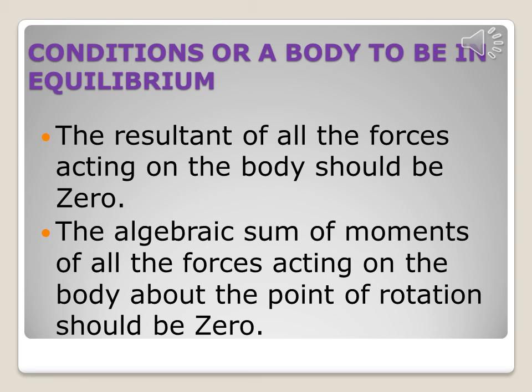Now, the question arises, what are the two conditions that must be satisfied for a body to be in equilibrium? So, the answer is, first, the resultant of all the forces acting on the body should be zero. And second, the algebraic sum of moments of all the forces acting on the body about the point of rotation should be zero. That is, the sum of anticlockwise moments about the axis of rotation must be equal to the sum of the clockwise moments about the same axis.